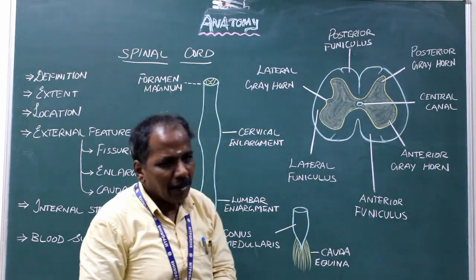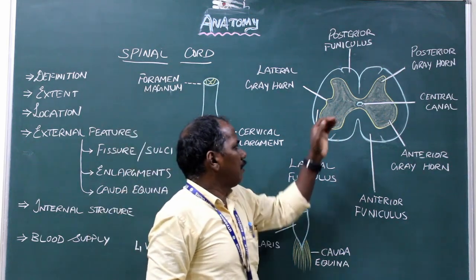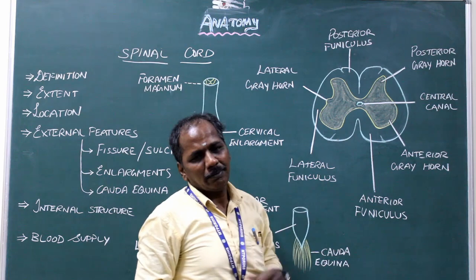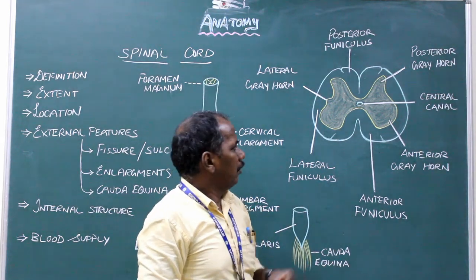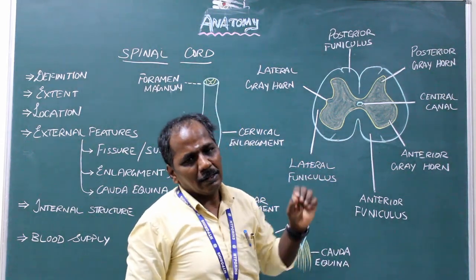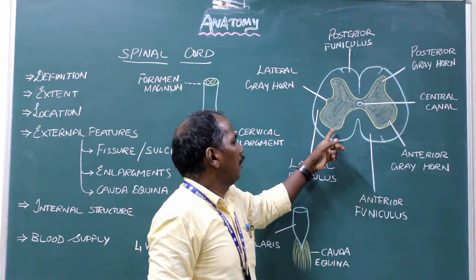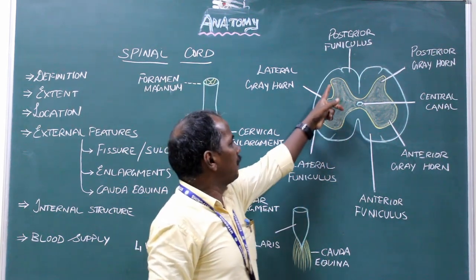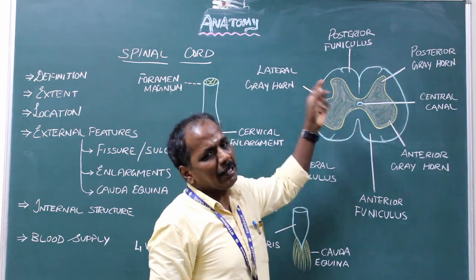Grey matter is divided into anterior grey column and posterior grey column. There are projections in the grey matter. The anterior projection is known as the anterior grey horn. The posterior projection is known as the posterior grey horn.